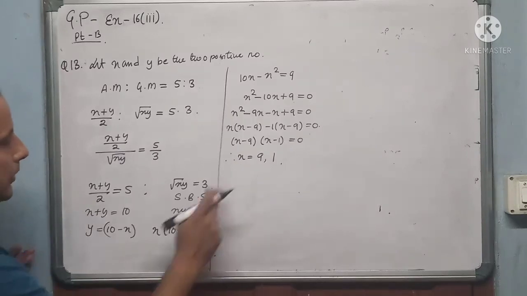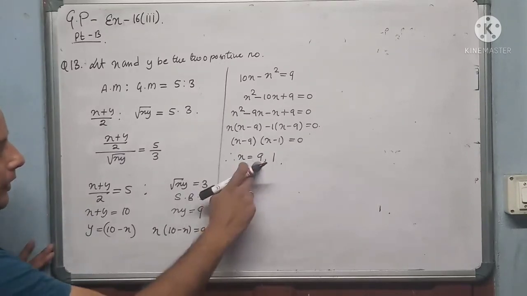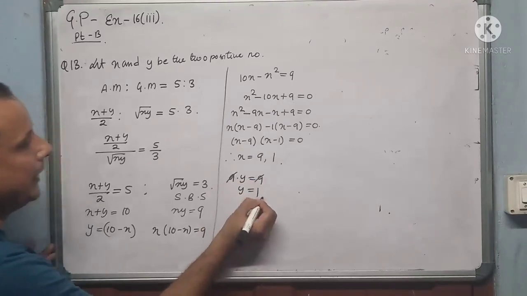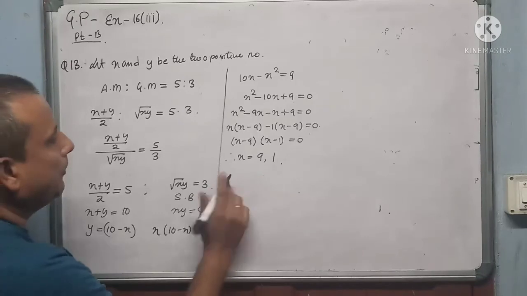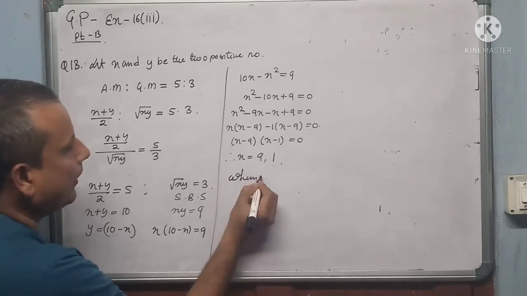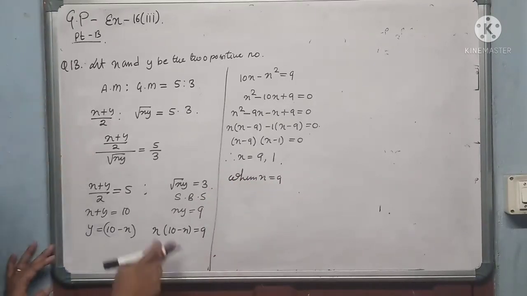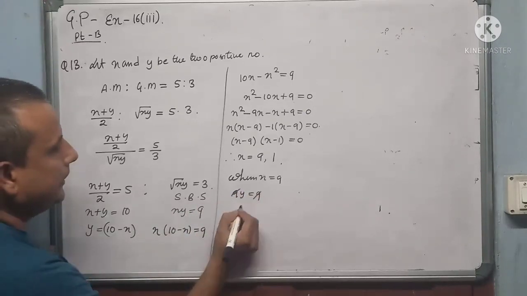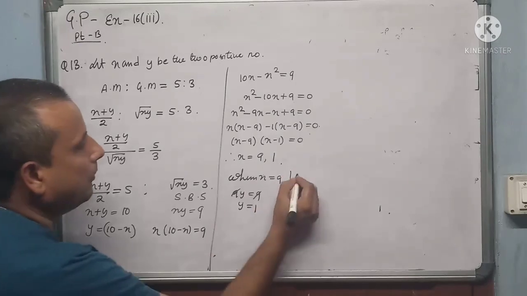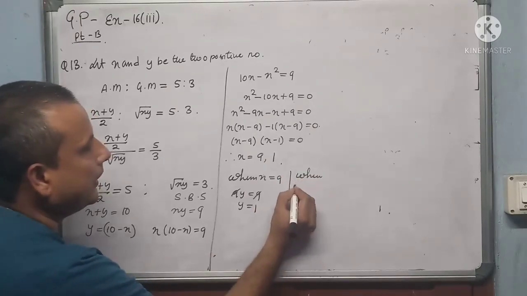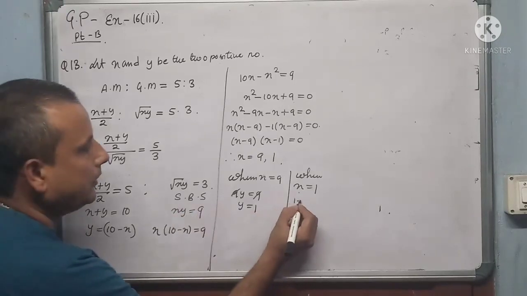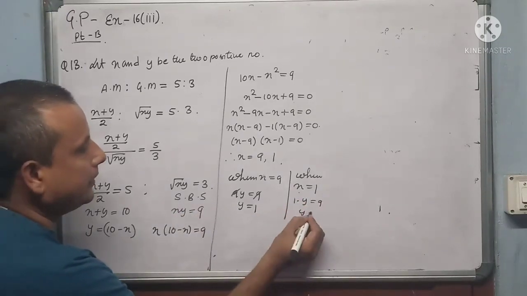When x equals 9, I'll substitute over here: 9 into y is equal to 9, then y is 1. When x equals 1, over here also I'll substitute: 1 into y is equal to 9, then y is equal to 9.